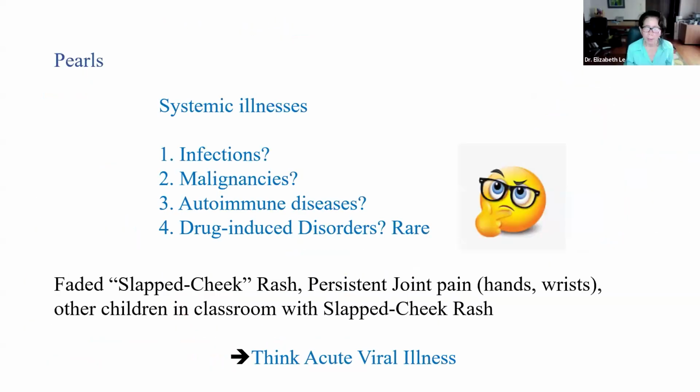Okay, so at this point, with our patient, we have to ask ourselves, this is a systemic illness, but what kind of problem is this? Put on our thinking cap: is that an infection? Is that a malignancy? Is that an autoimmune disease? Is that a drug-induced disorder, which is rare, but it can happen? She said she had slap cheek rash, but it had faded. But she had persistent joint pain in her hands and wrist. And all the children in her classroom also had slap cheek rash. So you think this is some acute viral illness. Next slide.